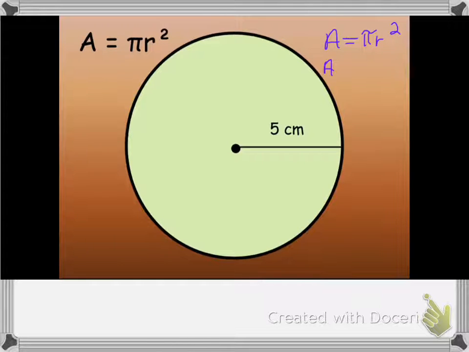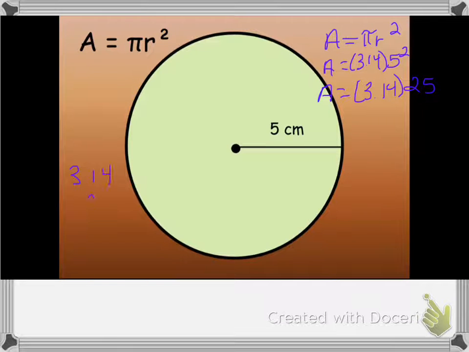So we substitute in area. For pi, we're going to use 3.14 again. And then our radius squared would be 5 squared. So that means that the first thing that we're going to take care of by order of operations is that exponent. So 5 squared, 5 to the second power, means 5 times 5, which is 25. So we have to multiply 25 times 3.14.